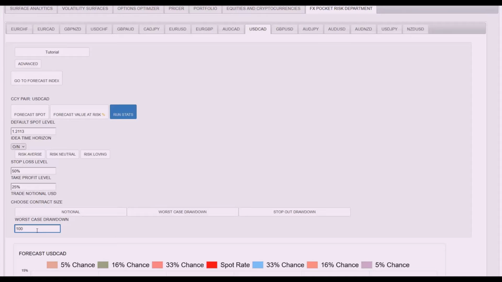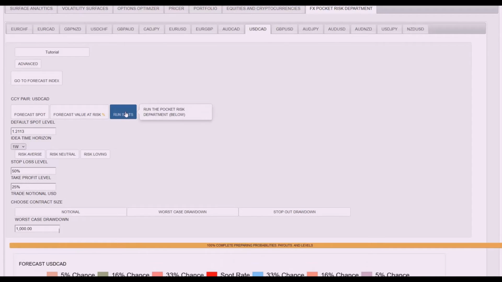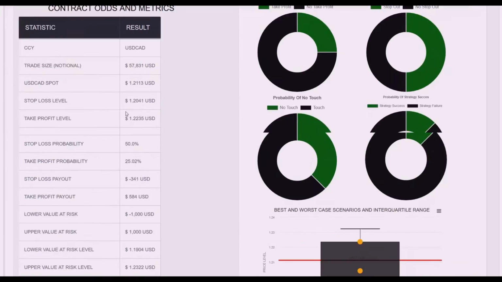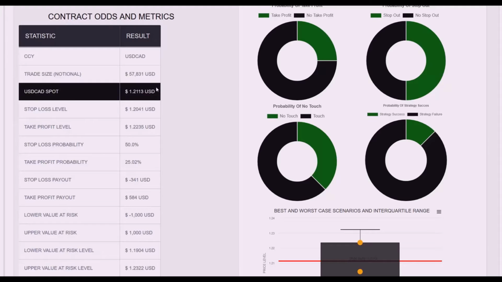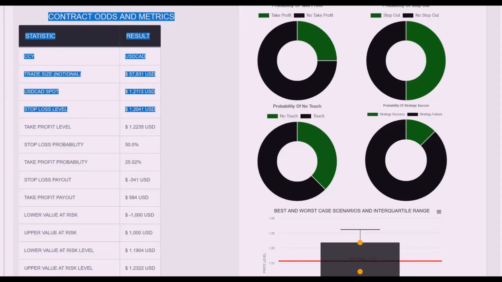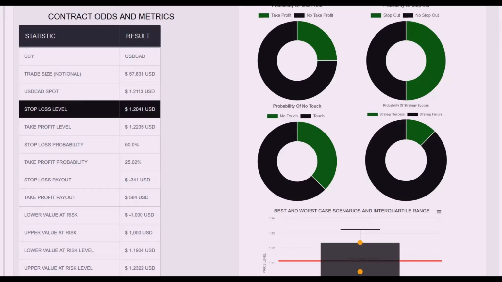Next, we need to discover how large our trade should be. One way to do this is by finding our maximum tolerable loss and then sizing the trade based on the worst case scenario. Here we input a $1,000 maximum tolerable loss, and Volatility Risk says that within 1 week our trade notional of $57,800 will have an upper and lower value at risk of $1,000.